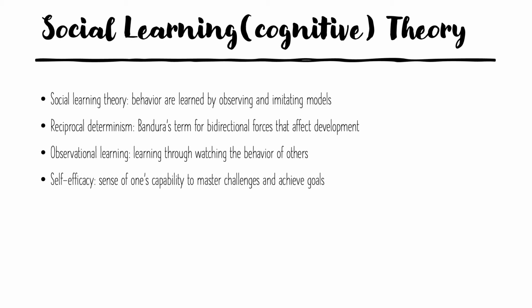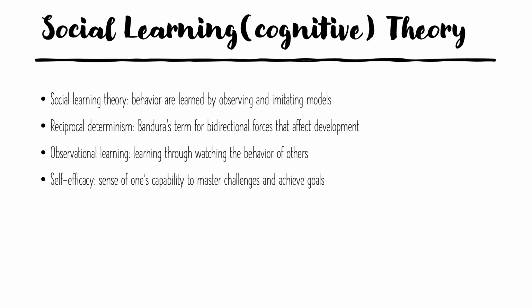Social learning theory is also known as social cognitive theory. Bandura believed, unlike the behaviorists, that learning is bidirectional, from person to the world and the world back to the person. He called this reciprocal determinism.